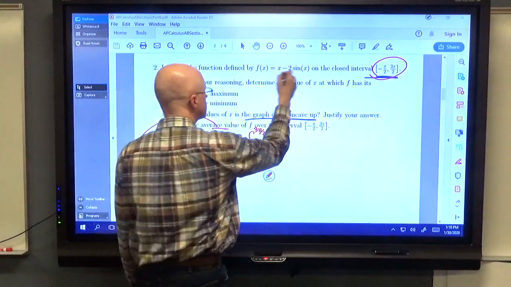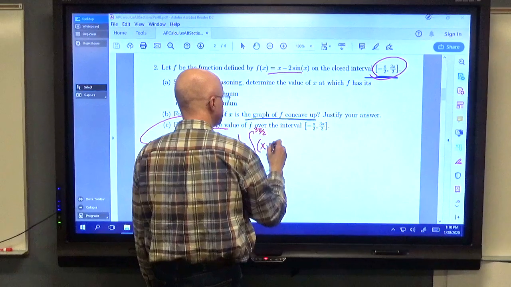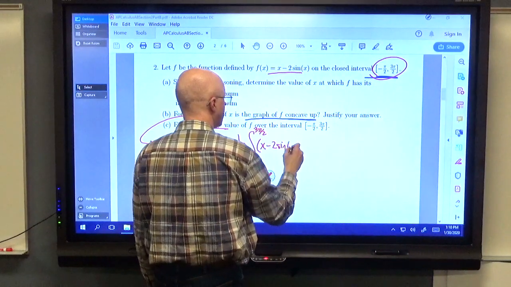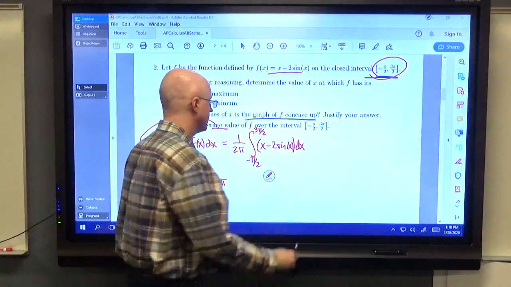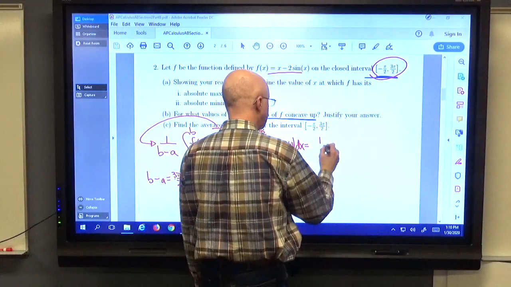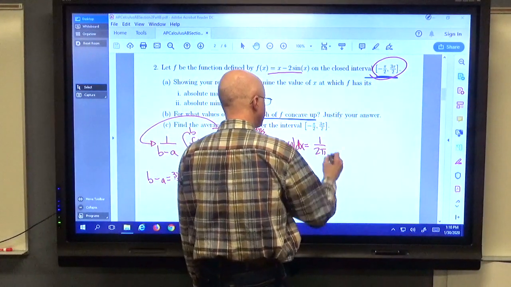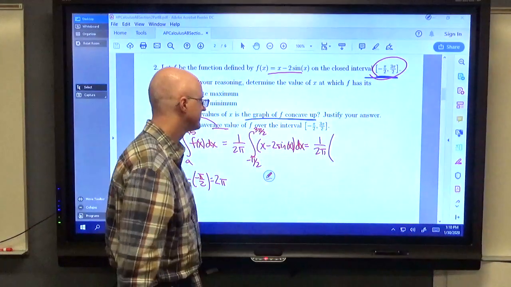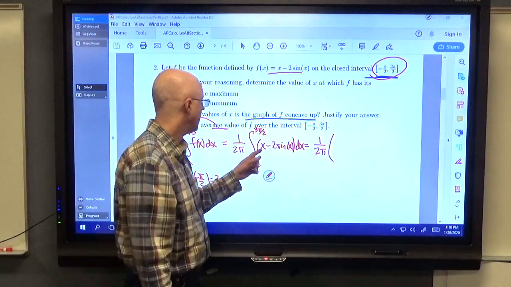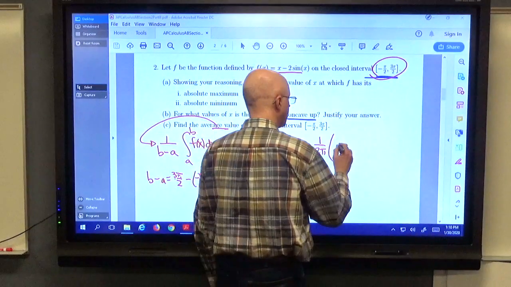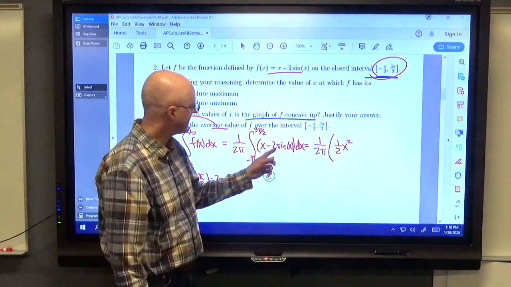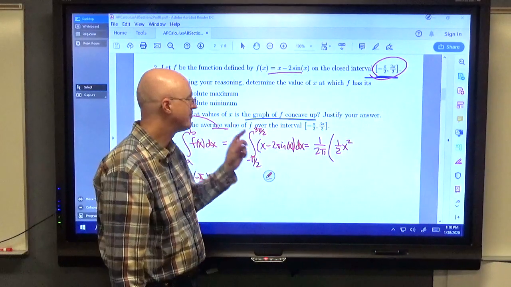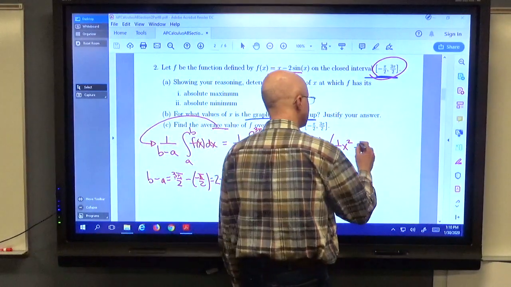We're integrating the original function, x minus 2 sine x. Here I need the fundamental theorem of calculus to actually evaluate the integral by finding an antiderivative of that function. Antiderivative of x is 1/2 x squared. Antiderivative of minus 2 sine x is plus 2 cos x.